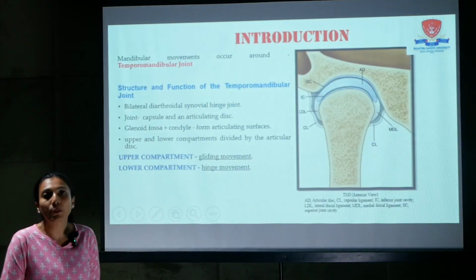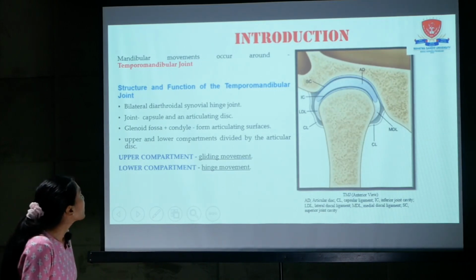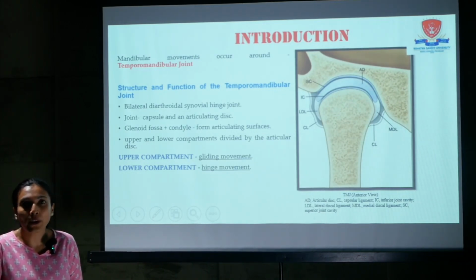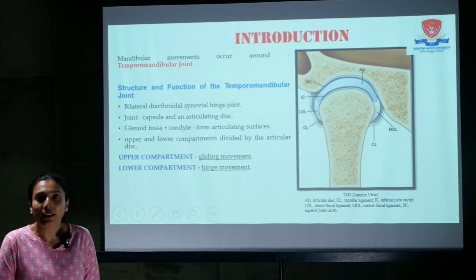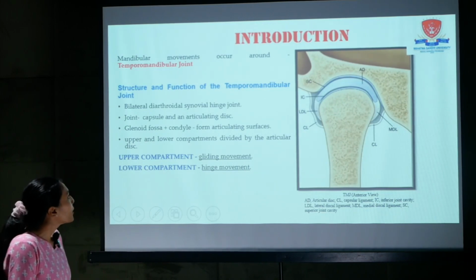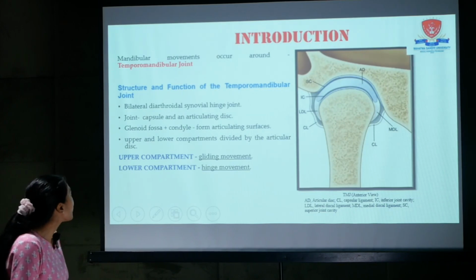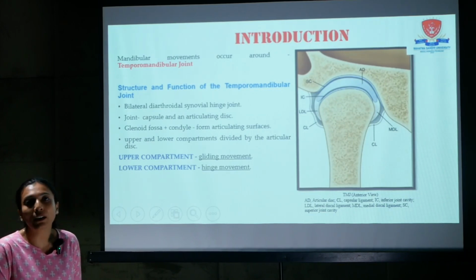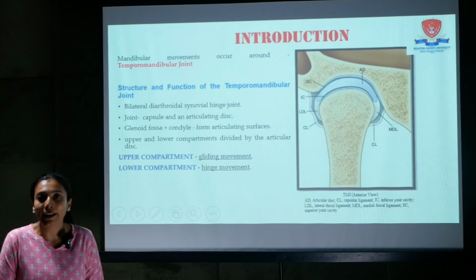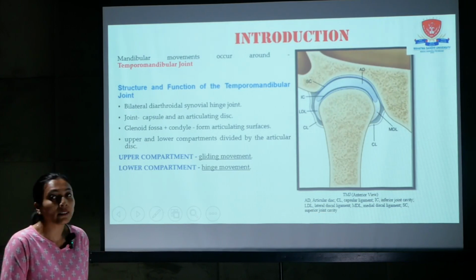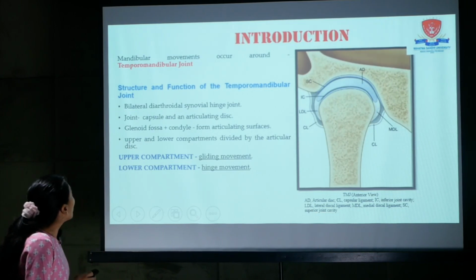So what is temporomandibular joint? It is a bilateral diarthrodial synovial hinge joint. The joint is composed of capsule and articulating disc. The glenoid fossa and condyle form the articulating surface. There are two compartments, the upper compartment and the lower compartment. The upper compartment is responsible for gliding movement and the lower compartment is responsible for hinge movement, that is rotatory movement.